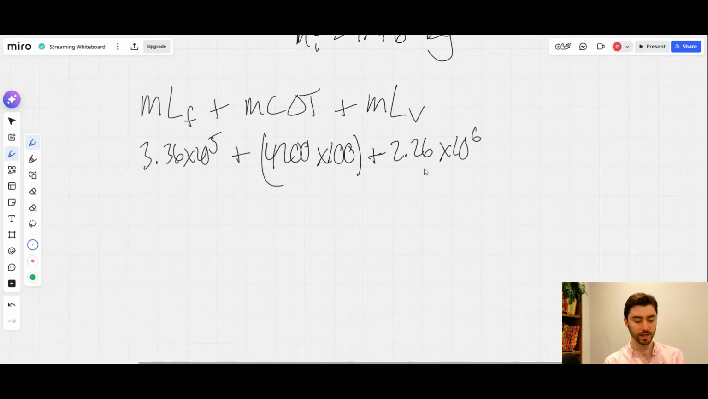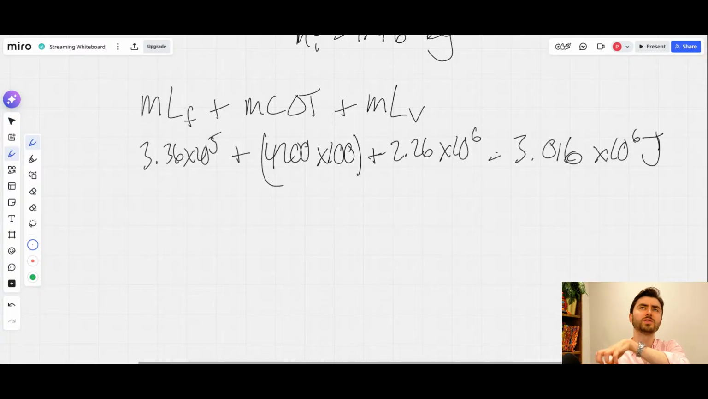And so putting this all together, 3.36 times 10 to the 5 plus 4,200 times 100 plus 2.26 times 10 to the 6 would give you a cool 3.016 times 10 to the 6 joules would be required to boil 1 kilogram of ice, basically. All right, I think that is a very good place to stop.